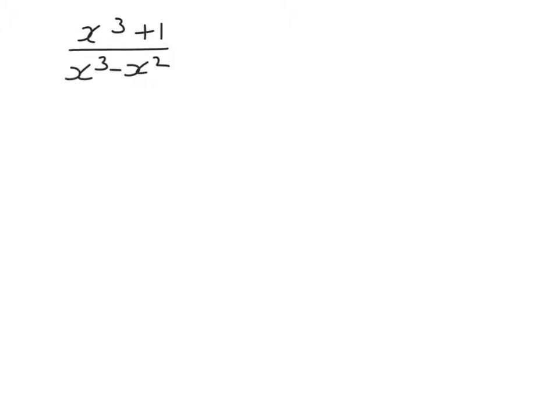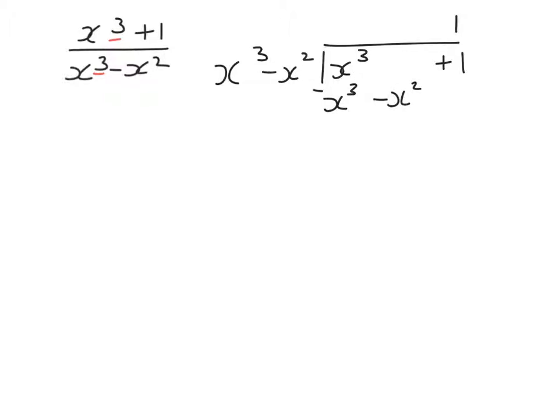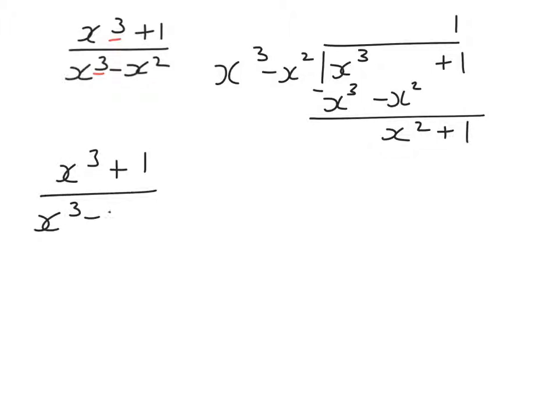Before we can write this as a partial fraction, we have to recognise it as an improper fraction. We have a cube and a cube, so we're going to have to divide. So we want to divide x cubed minus x squared into x cubed plus 1. If we multiply by 1 and then subtract, we get that x cubed plus 1 all over x cubed minus x squared equals 1 plus x squared plus 1 over the denominator, which I'm just factorising.